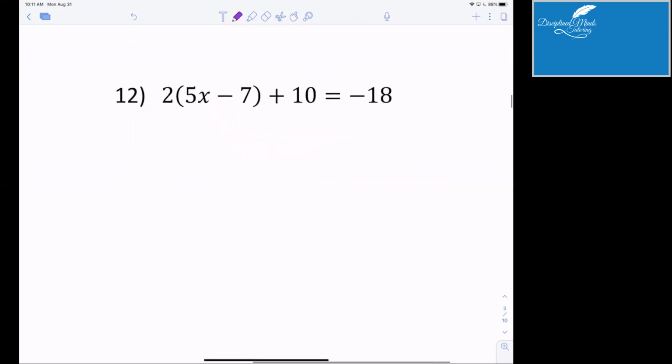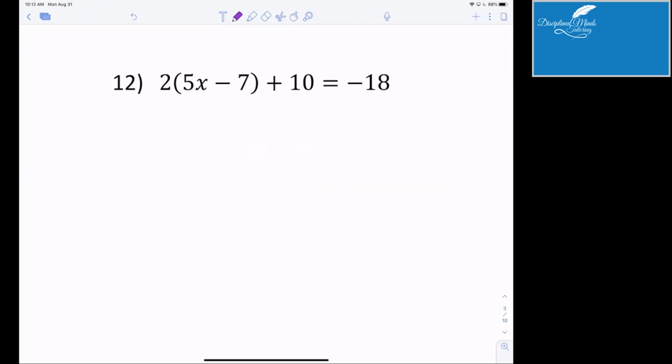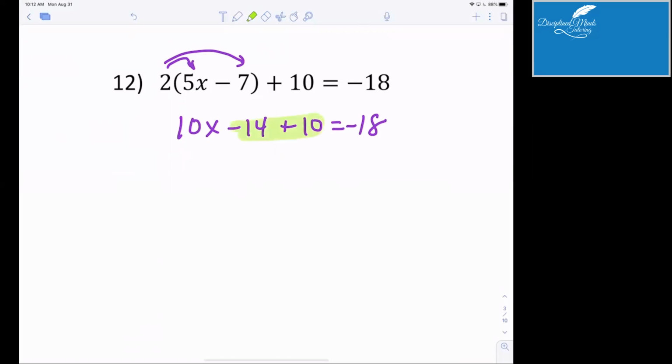All right, Weber, you're up. Tell me how to do this one. So you want to distribute? Distribute. I like it. So 2 by... What is that? So that would be 10x, 10x minus 14, plus 10. Beautiful. Then you want to isolate. Well, first combine terms, right? Yeah. So minus.